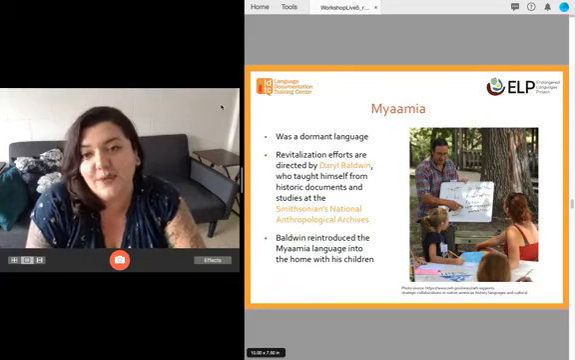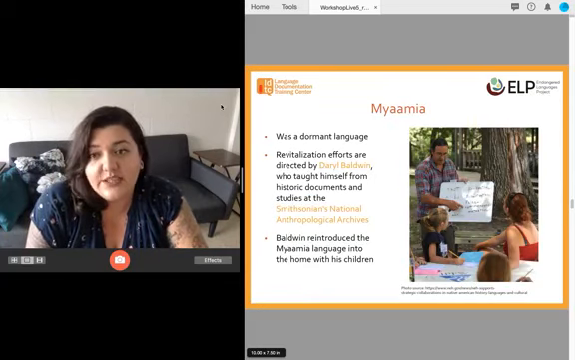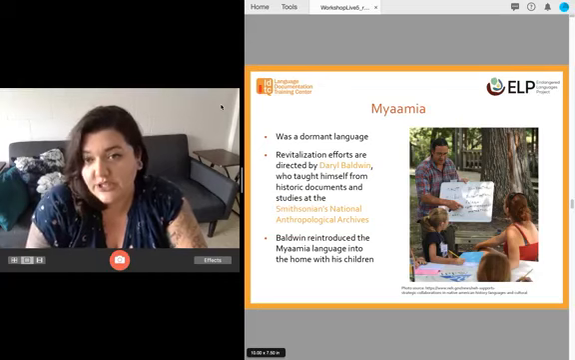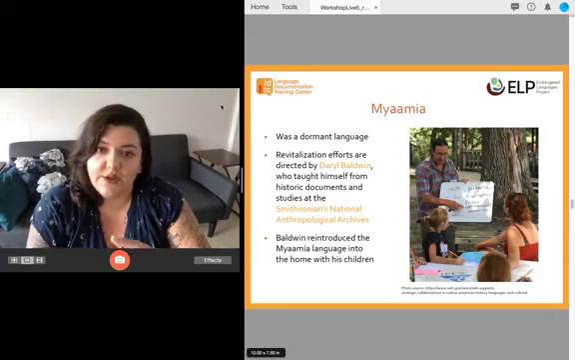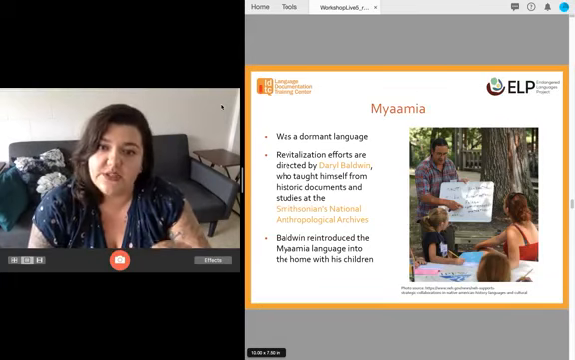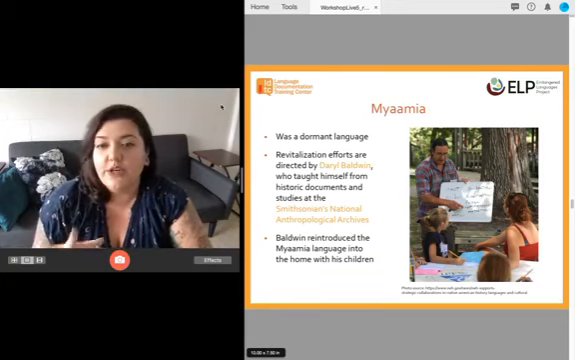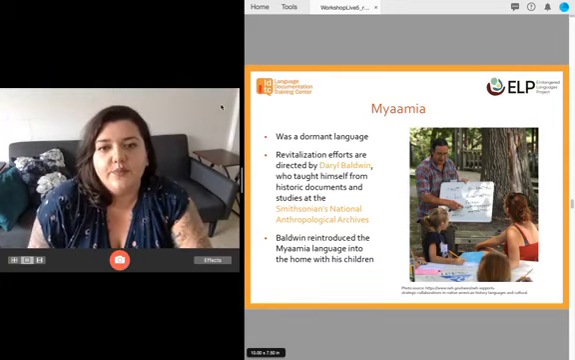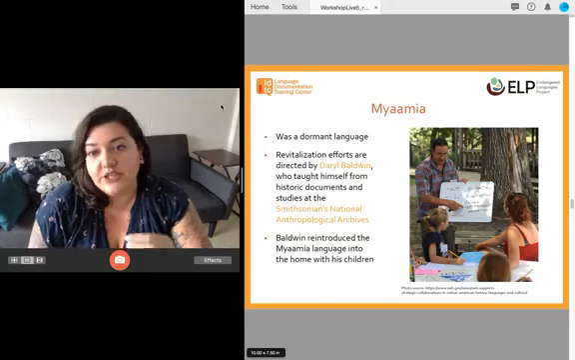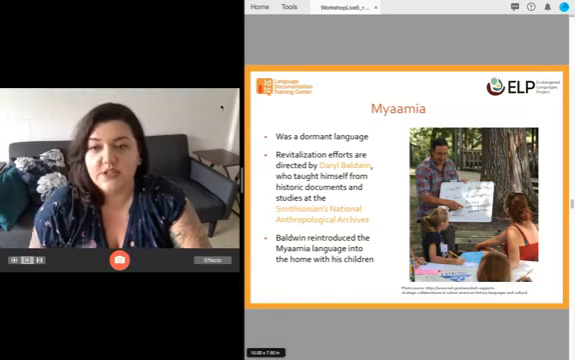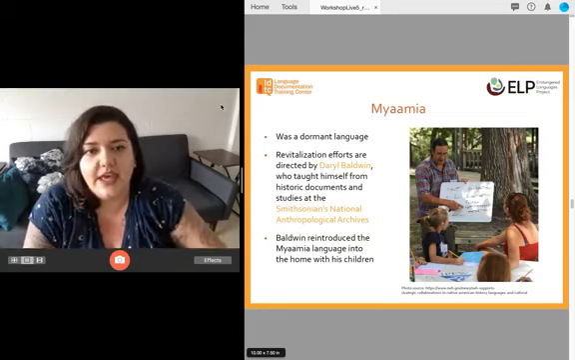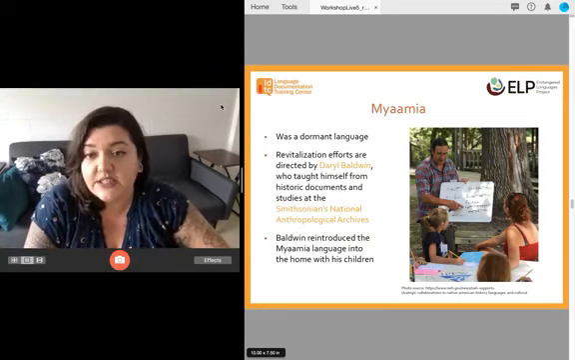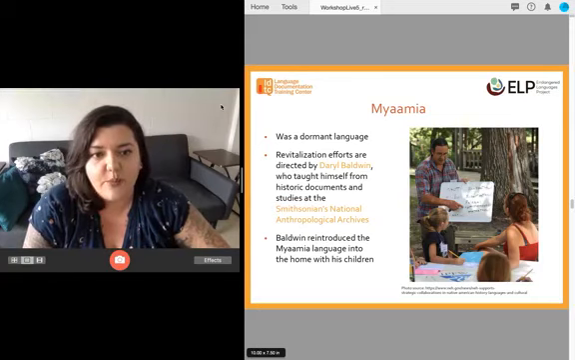And then another great example is Miami-Illinois. Miami was a dormant language, so there were no native speakers at the time when Daryl Baldwin began to learn the language through historic documents at the Smithsonian National Anthropological Archives. It was a very small community movement. Daryl reintroduced the language into his home environment, and he started speaking the language with his children, and it grew from there and gained momentum. He actually won the MacArthur Genius Grant, and so there's a lot of momentum behind that movement now.